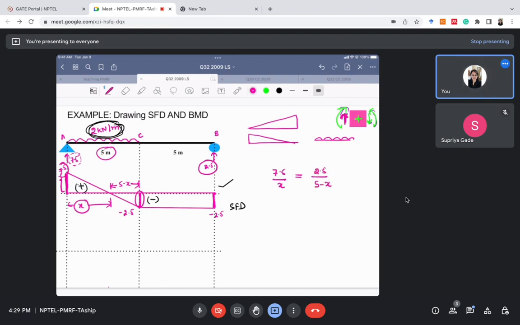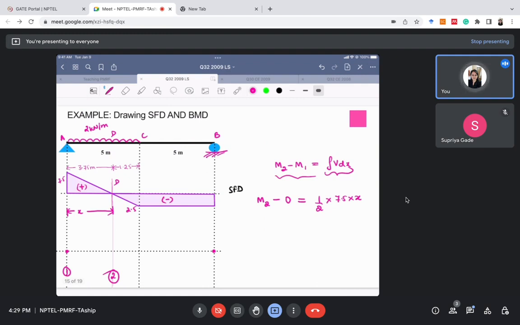5 minus x. So from this we can easily calculate the value of x, and we will have the value of x as 3.75 meter. So x we have calculated as 3.75 meter. Now we can replace x here with 3.75. If it is 3.75, this length will be 1.25. Right. So in this way we can calculate the value of x.